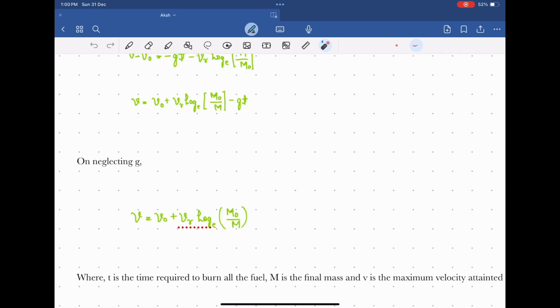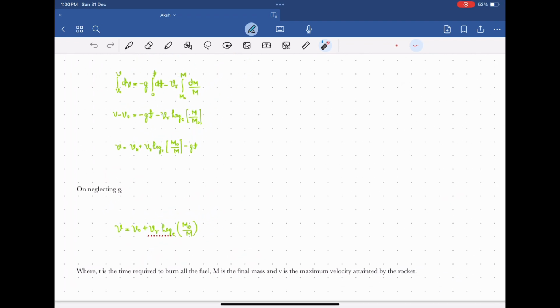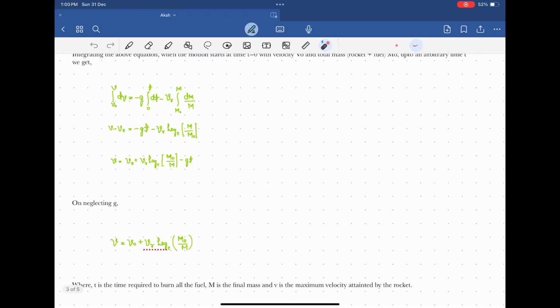Now, if we neglect the value of g in the above equation, we will get v equals v naught plus vr log e (m naught/m), where t is the time required to burn all the fuel, m is the final mass, and v is the maximum velocity attained by the rocket. The above derived equation is known as the rocket equation.